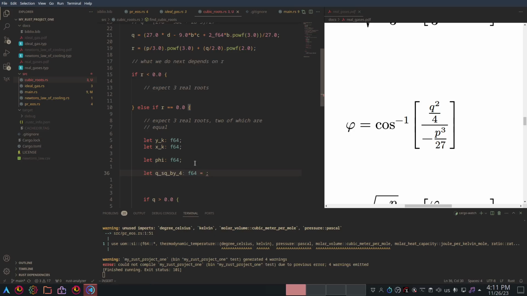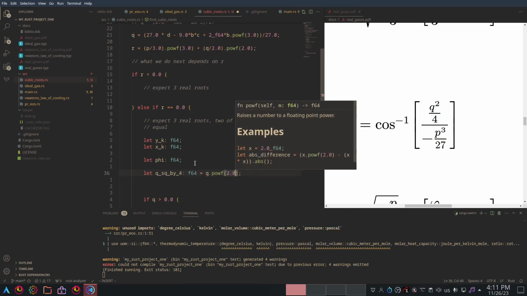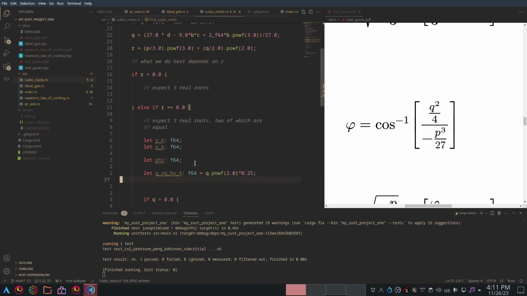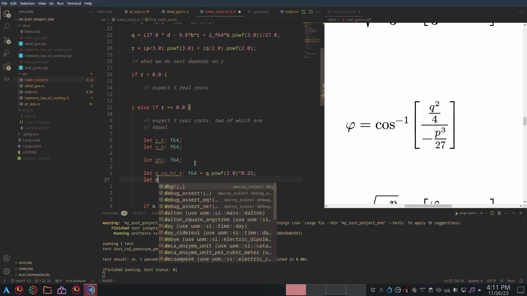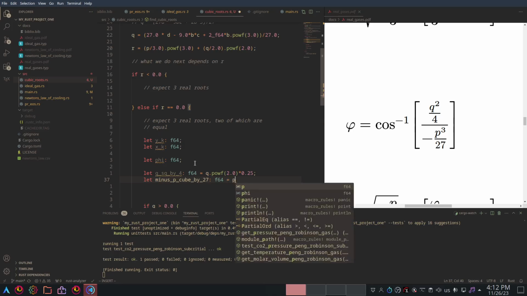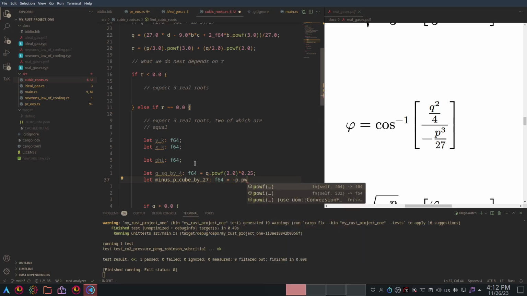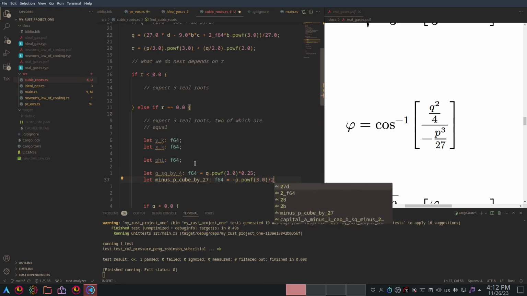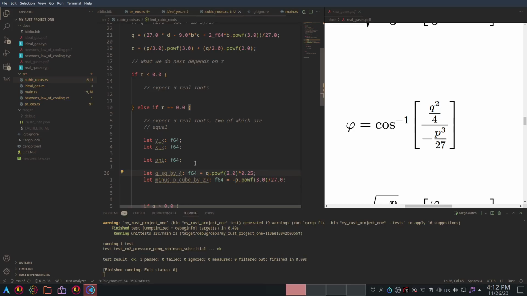So it's q powf 2.0 times 0.25. That's basically dividing it by 4. And let denominator be minus p cubed by 27. Okay, this will be a float 64 value. So it's minus p dot powf 3.0 divided by 27.0. That's the denominator.